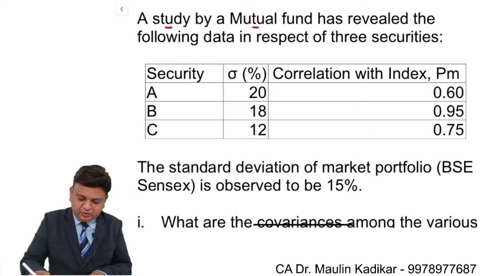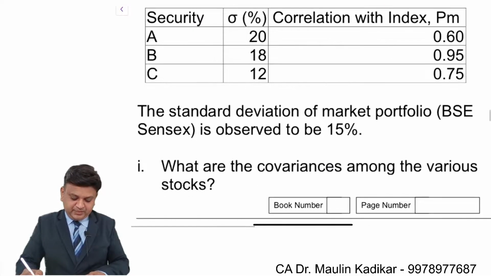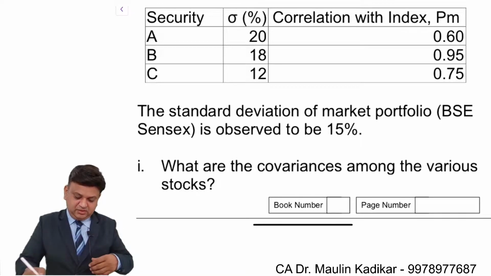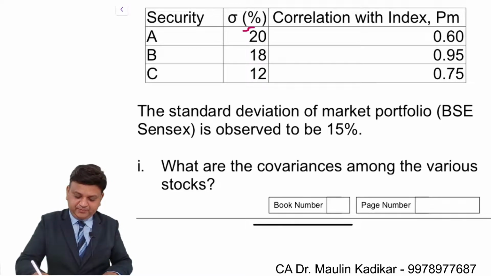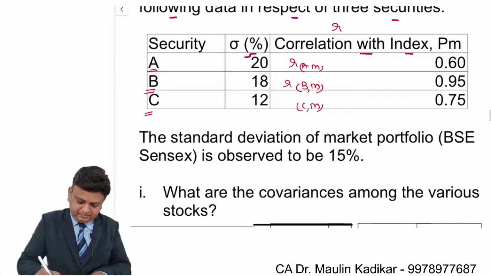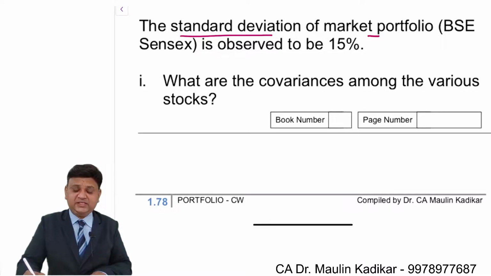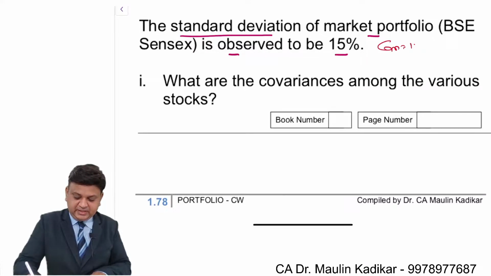A study made by a mutual fund has revealed the following data in respect of three securities: security A, security B, security C. Standard deviation information is given to us. Correlation with index, that is R, is provided between A and M, B and M, and C and M. The standard deviation of the market portfolio, that is BSE Sensex, is observed to be 15%. So sigma M is provided to us as 15%.